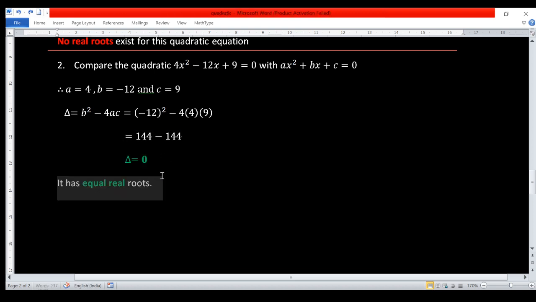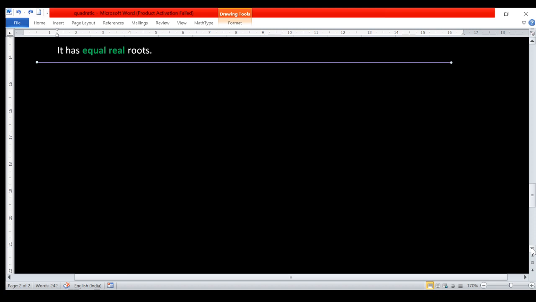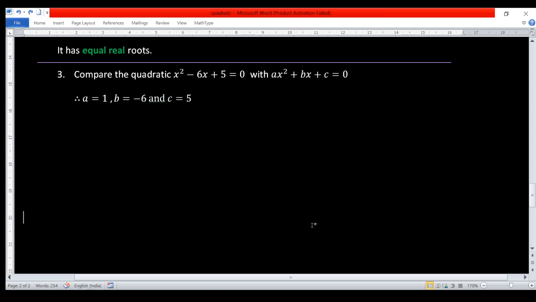0 means green. Green means equal roots. It has equal real roots. So we'll go on to the next case. Compare the third equation with the general equation. You can find a is equal to 1, b equal to minus 6 and c equal to 5. Again we'll find the discriminant b square minus 4ac. What is b? Minus 6.